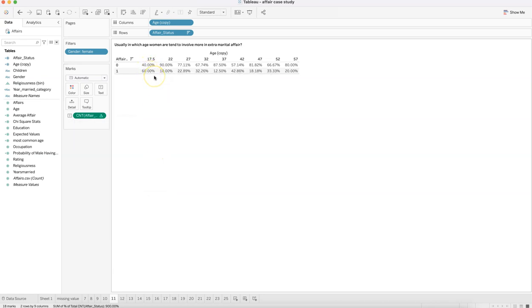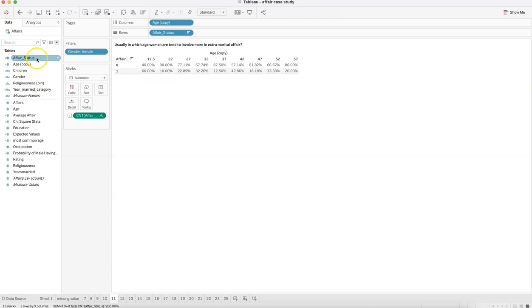And that should basically show you that, in this entire row, this is for your affair status, and this is where no affair is present. So usually, in which age are women tending to be involved more, right? Over here it indicates 32 and 33%, however 60% over here. So this is one way of looking at the values, like 40 and 60%. So clearly it indicates that 60% of women are engaged. That means 17.5, that means when they are in the early stages they are engaging more in extramarital affairs.